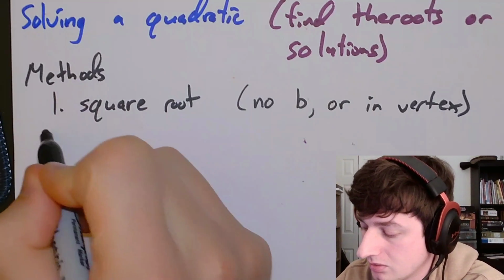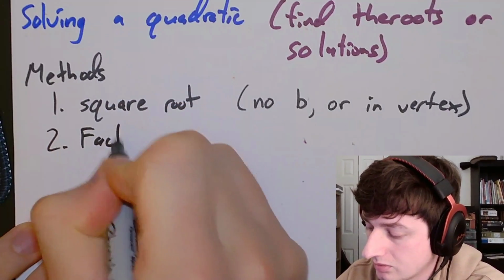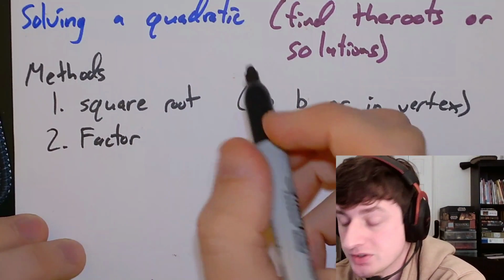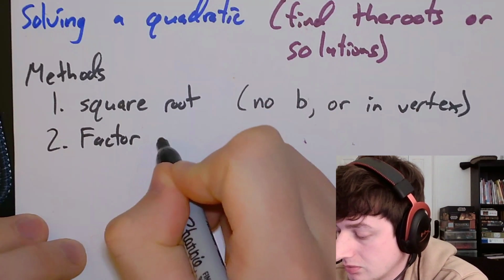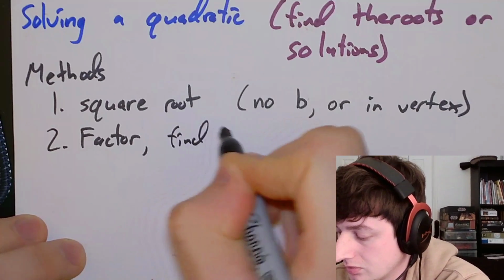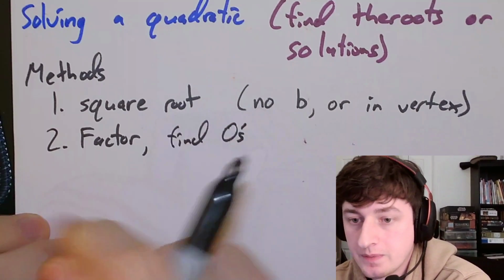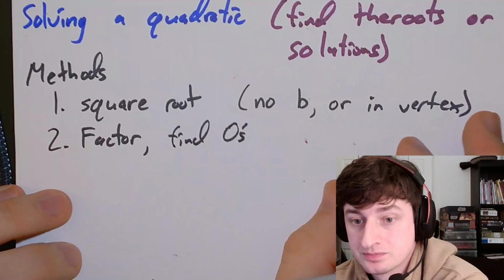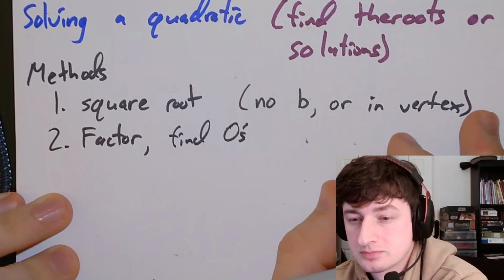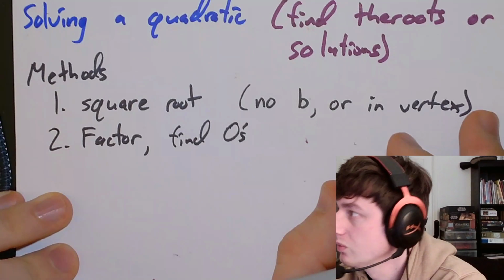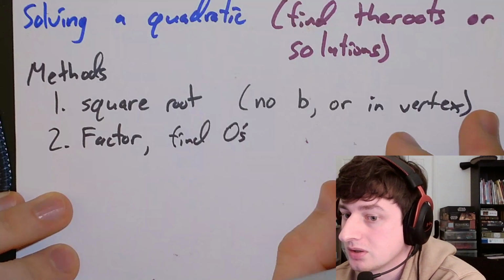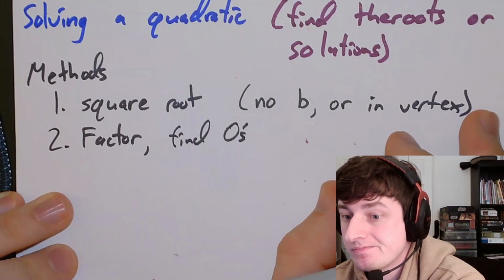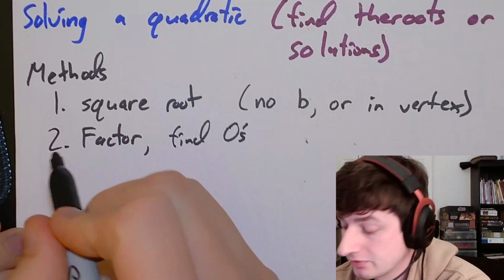Okay, the second method is to factor and find the zeros. You would do this when it's factorable. Sometimes it's not factorable. Do I know how to know if it's factorable or not? No, I don't. There might be a way to know, I just forgot it.